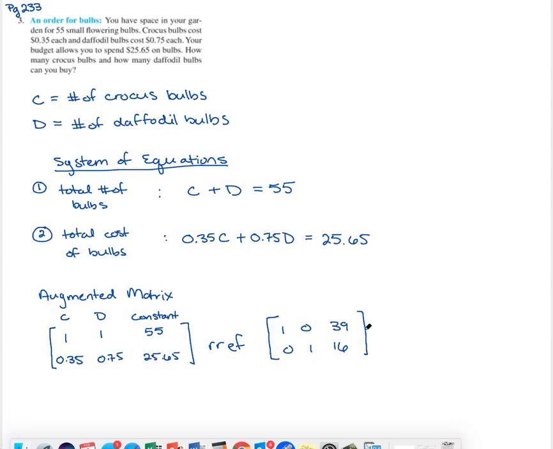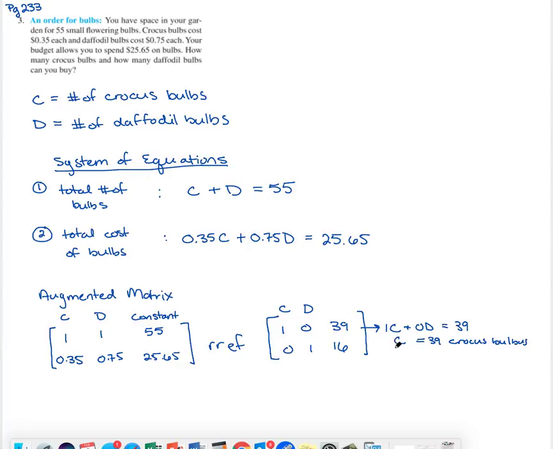All right, so let's talk about what the solution tells us. Remember that we called the first column C and the second column D. What this first row tells us is the coefficients in front of these variables. So this first row says that 1C plus 0D equals 39. Let's simplify this. 1C is the same thing as C, and 0 times D is 0. So this tells me that C is equal to 39, which means we can buy 39 crocus bulbs.